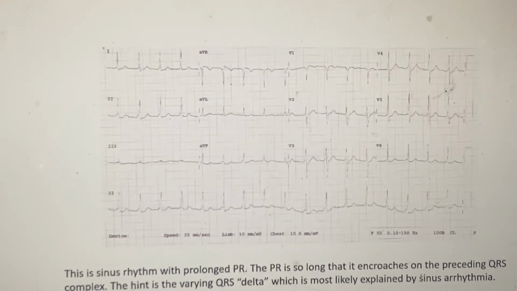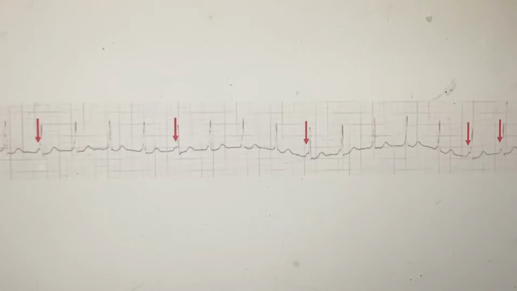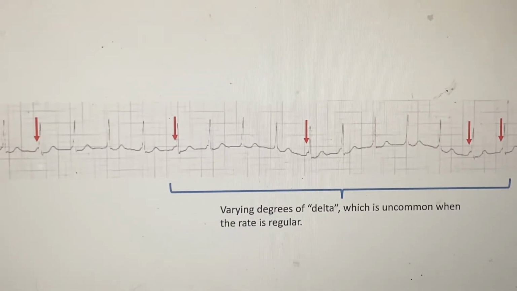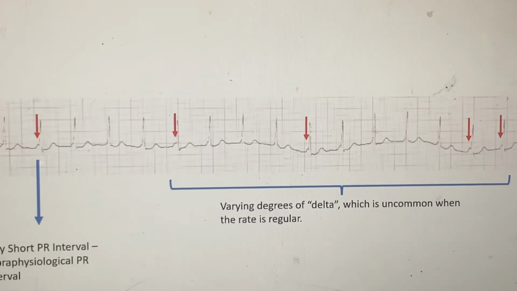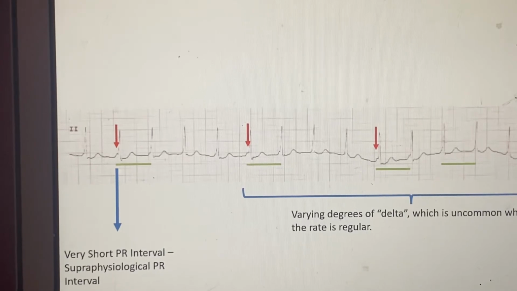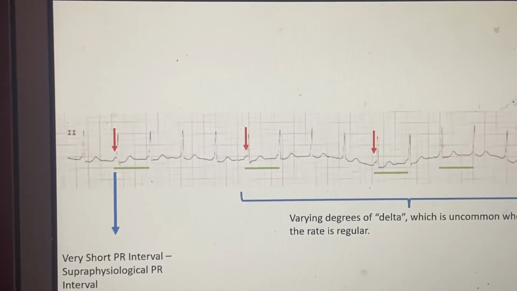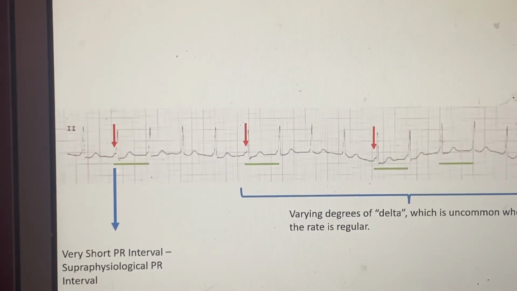I have a diagram here to show. This is a long lead strip that we have, and you can see these blips, the ones that we think are delta. As I said, varying degrees of delta is uncommon when the rate of the QRS is almost regular. So what we can think of is that this is actually the P wave for the next QRS complex. And this happens throughout the whole strip. That's why the answer is first degree heart block.